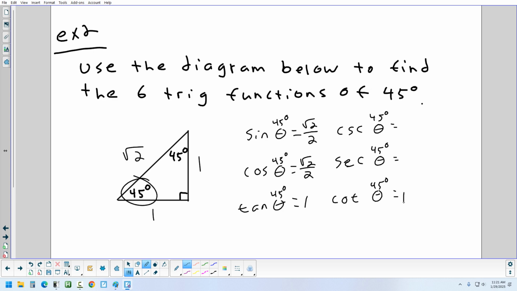And when you flip root 2 over 2, what do you get? Square root of 2. Just square root of 2. Okay. And there's your 6 trig functions for 45 degrees.